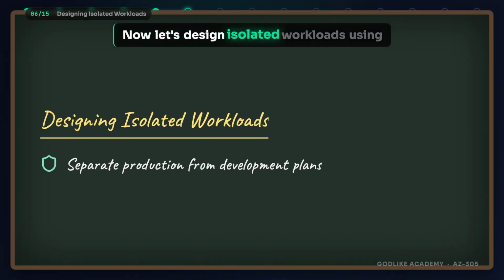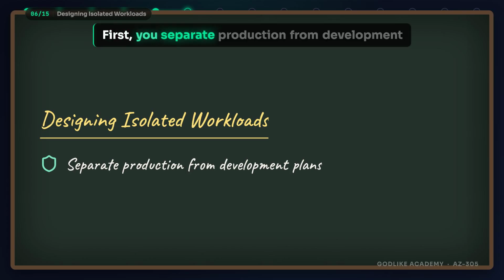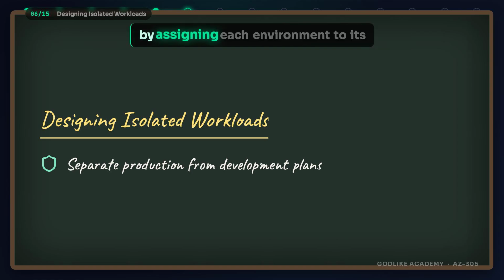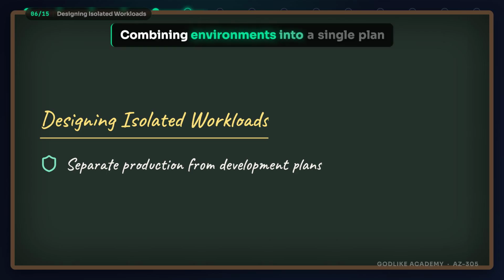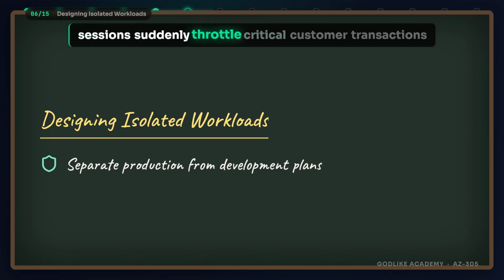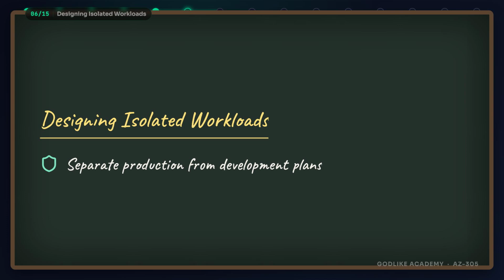Now let's design isolated workloads using a step-by-step approach. First, you separate production from development by assigning each environment to its own app service plan. This prevents heavy load tests in QA from consuming resources needed by your live users. Combining environments into a single plan risks noisy neighbor scenarios where debugging sessions suddenly throttle critical customer transactions and trigger cascading timeouts.